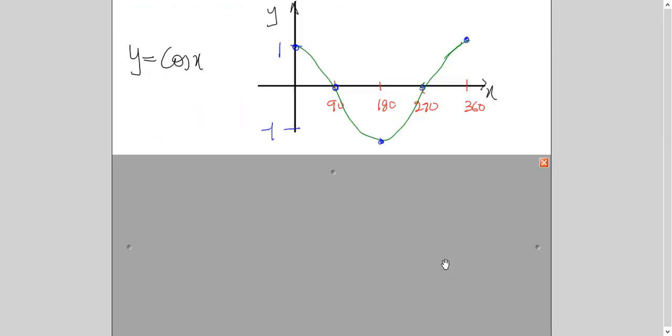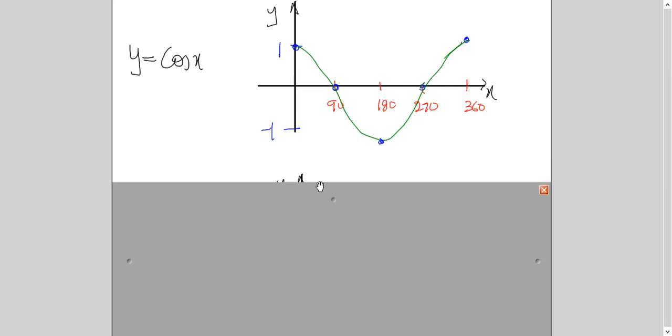And we know that for y equals cos x, the axis of the curve passes through 90 degree and 270 degree. And maximum value is at 0 degree and at 360 degree. And minimum value is at 180 degree, and it is 1 and minus 1.